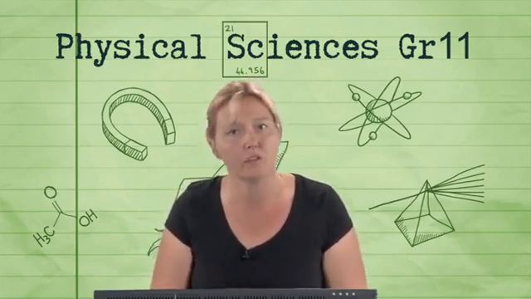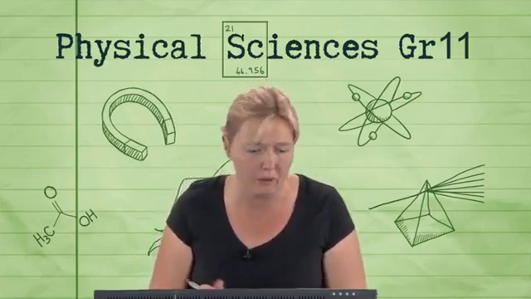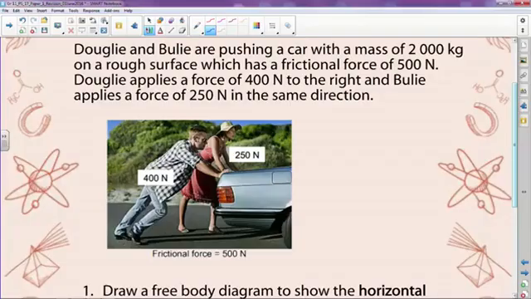All right, so let's go together and see what's happening with these two people. Dudley and Booley are pushing a car with a mass of 2,000 kilograms. So we've got mass mentioned. On a rough surface, it has a frictional force of 500 newtons. Dudley applies a force of 400 newtons to the right, and Booley applies a force of 250 newtons in the same direction. I like drawing little sketch pictures, just so I can make sure of what's going on.